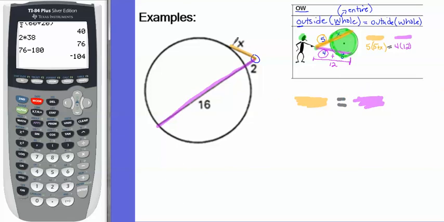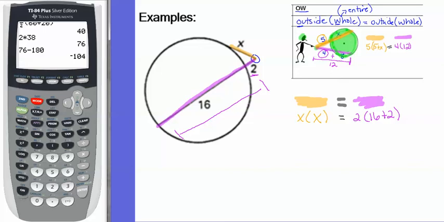First, orange. The part outside the circle is an X. The entire segment, the entire thing, well, none of it goes on the inside. The entire thing happens to also be X. And what does that happen to equal? Let's look at the purple part. The part outside the circle is 2. The entire thing, I have to add together. I get 16 plus 2.